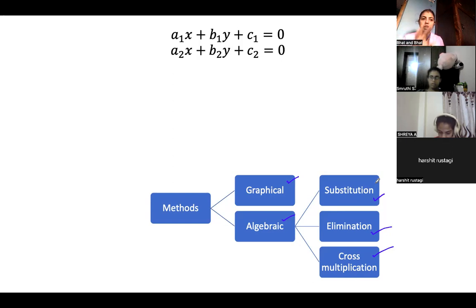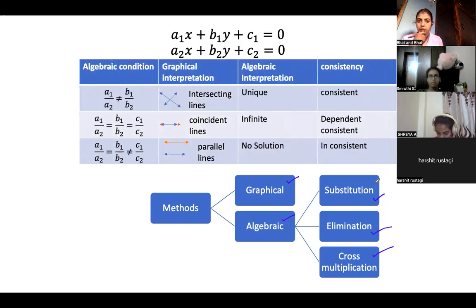Now for this, any pair of linear equations given to you with two variables, if you remember this table, you can directly tell what the answer will be. You can predict your answers. Now this is the table. First we will see the algebraic condition, the graphical interpretation, the algebraic interpretation, and the consistency.